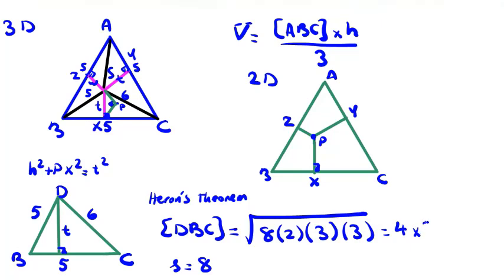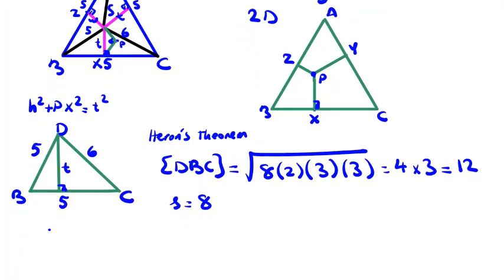4 times 3 is 12. The area is 12. Now, T times 5 over 2 is 12, so T is 24 over 5. Okay, now we want to find Px.